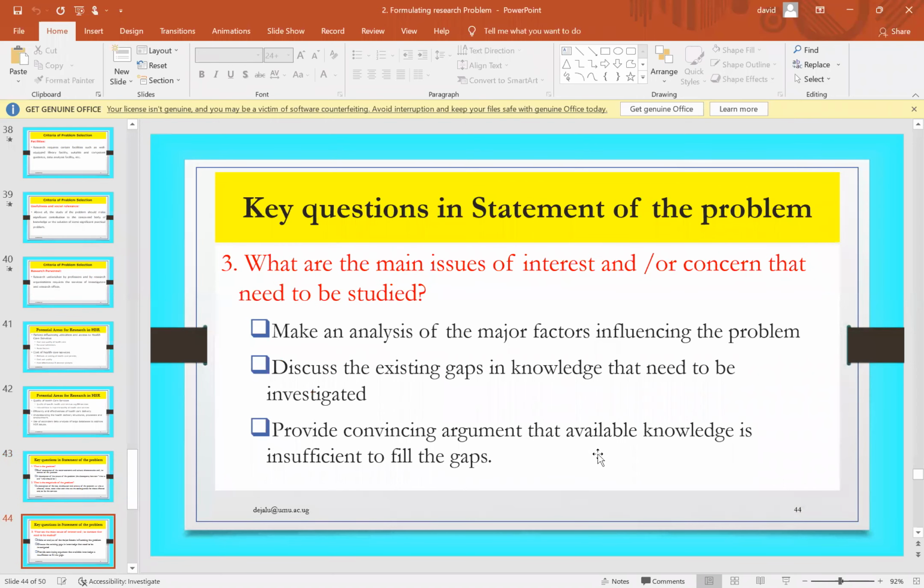So what are the main issues of concern that need to be addressed? So we put in the major factors that we think are influencing the problem. So this has been contributed by such and such factors, perhaps those that need to be studied. Then the existing gaps in the knowledge that need to be investigated. So we also provide a convincing argument that available knowledge is insufficient to fill the gaps.